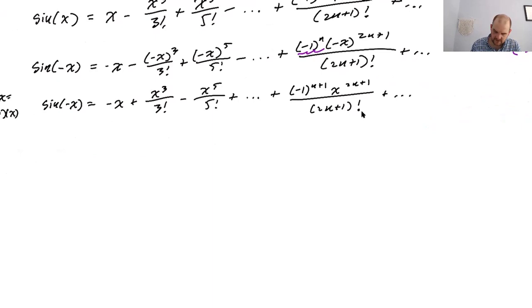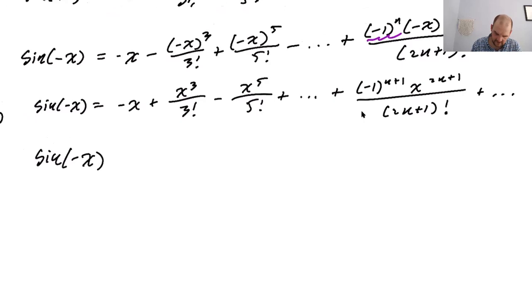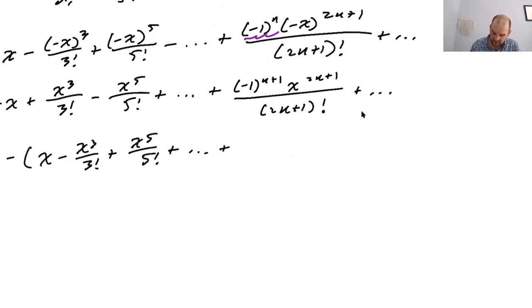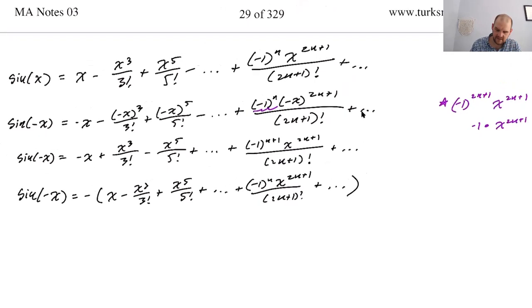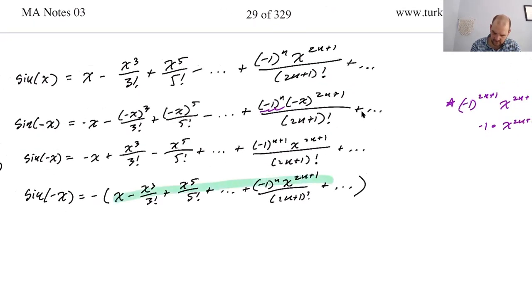But that is just take a negative out of everything you see. Negative quantity x minus x cubed over 3 factorial plus x to the 5th over 5 factorial plus dot dot dot. So we're taking a negative 1 out of everything we see. So this goes back to negative 1 to the n, x to the 2n plus 1 over quantity 2n plus 1 factorial plus dot dot dot. Okay, what's that? What we just wrote right here is actually this.